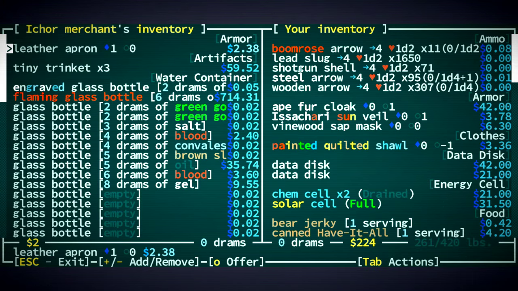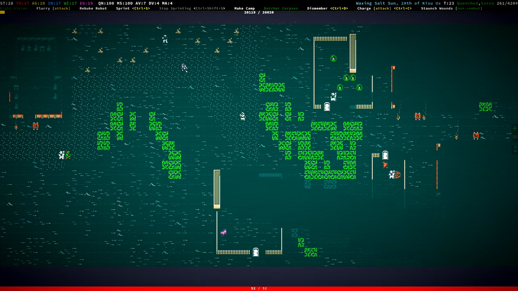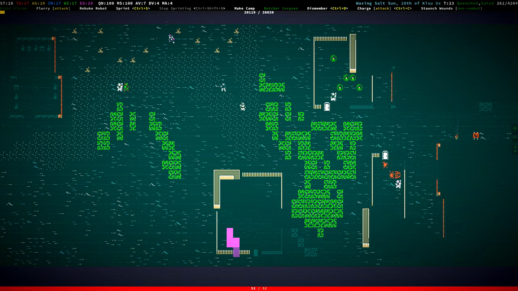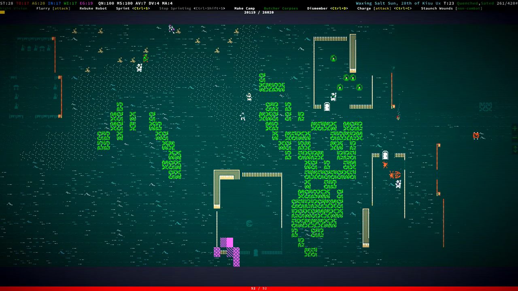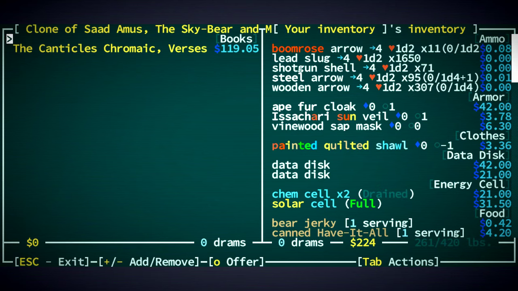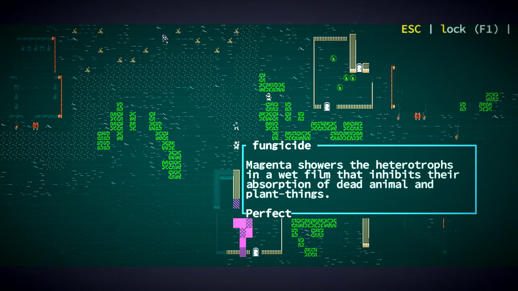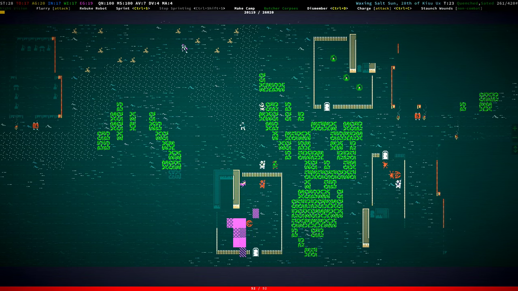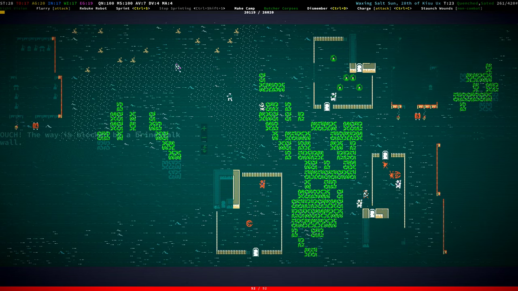Ichor Merchant. So you have glass bottles filled with all kinds of stuff that we might want to use for different crafting. It would be really nice to get a recoiler to the Six Day Stilt. What is this guy? A clone of Sad Amos, the Skybear and Mechanimist convert. I would love to talk to you. Yeah, you just have the book that worshippers of the Six Day Stilt have. Live and drink. Interesting. What is this stuff? Fungicide. Interesting. There can also be weeps around this area.